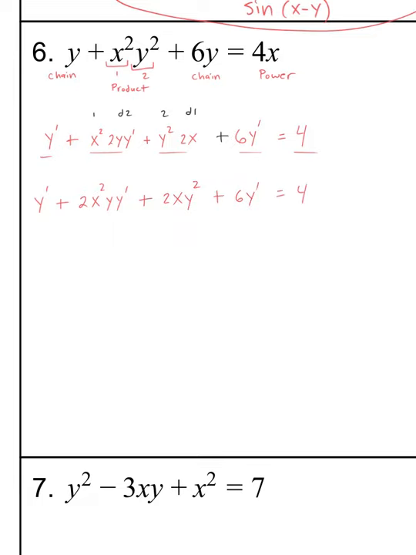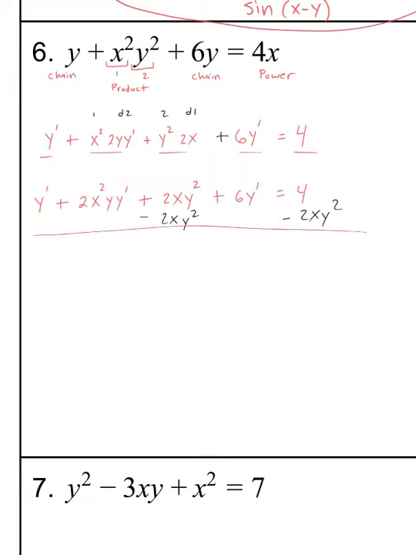Okay, the next step is to get all the terms with y prime in it on the left, and all the terms without y prime in it on the right. So, this term stays on the left because there's a y prime in it. This term stays on the left because there's a y prime in it. This term stays on the left. There's only one term that doesn't have a y prime in it. So we're going to move this term over to the right simply by subtracting it. We're going to subtract off 2xy squared from both sides.